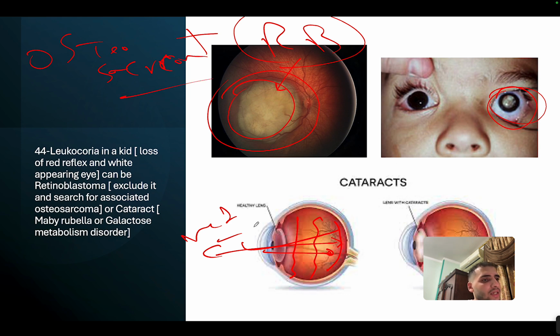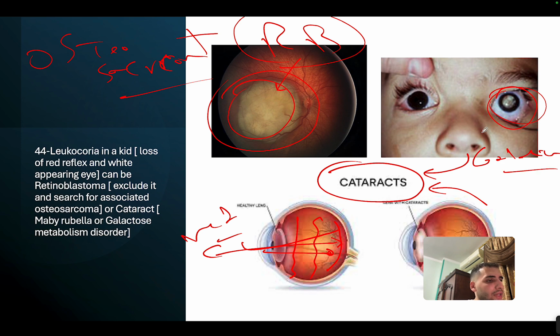The next thing is you exclude cataract. Now cataract in kids can happen from two important reasons. There are a lot of reasons, but the two most important ones are galactose metabolism problems, so galactokinase, GALT (galactose-1-phosphate uridyltransferase) deficiency, and also rubella. Rubella can cause cataract. Remember our first video, we said rubella would cause cataract and patent ductus arteriosus.